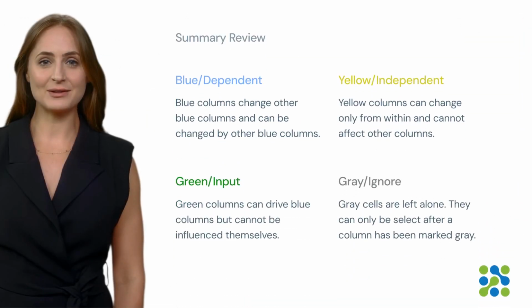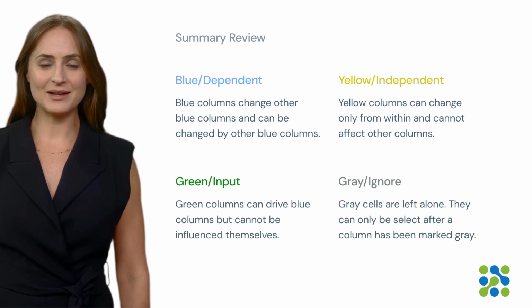Now let's take a moment to review. Blue columns change other columns and can be changed by other columns. They are needed in almost every use case. Yellow columns are independent or isolated. Changes ripple through their own column but do not influence other columns. Green columns drive blue columns but are not influenced themselves. And gray cells are just ignored.